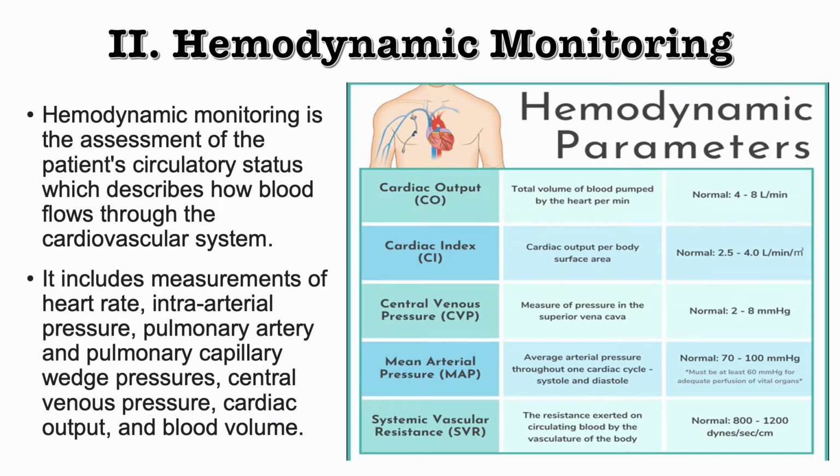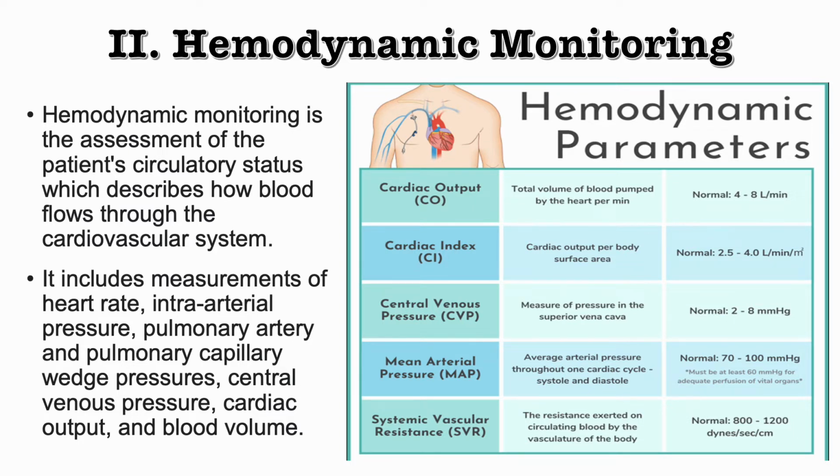Second is hemodynamic monitoring. Hemodynamic monitoring is the assessment of the patient's circulatory status, which describes how blood flows through the cardiovascular system. It includes measurements of the heart rate, intra-arterial pressure, pulmonary artery and pulmonary capillary wedge pressures, central venous pressure, cardiac output, and blood volume.